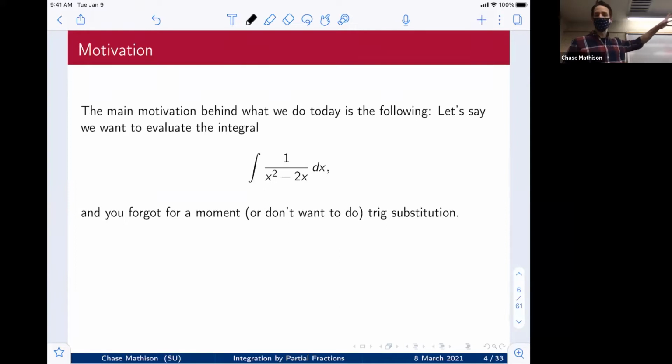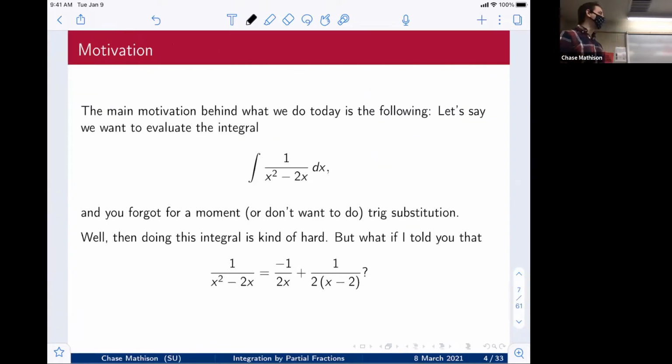Something, I want to take the integral of 1 over x squared minus 2x. I think a problem like this, almost exactly like this, was on your homework, where you complete the square and then you use trig substitution after u substitution. I'll admit, it's annoying. Today's method is going to be a little easier. So let's say you forget for a moment that you could complete the square and use trig substitution on this.